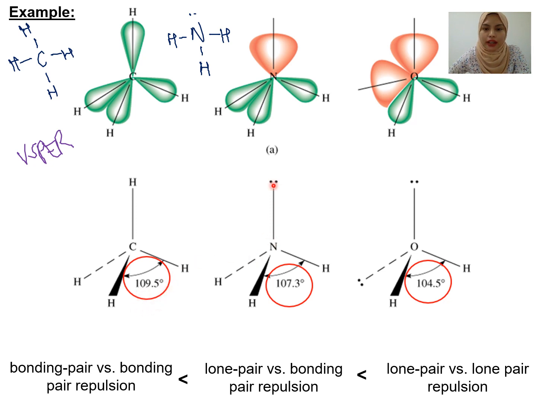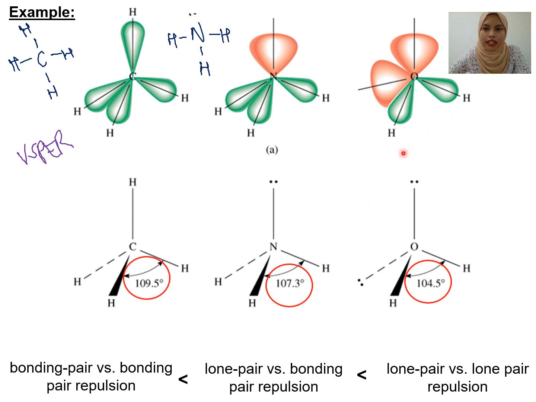But when the lone pair comes, according to VSEPR, lone pair and bonding pair repulsion is more than bonding pair repulsion, so the electron pairs will be arranged as far apart as possible. So whenever there is a lone pair, the bond angle will become smaller. Why? Because the electron pairs will be arranged as far apart as possible according to VSEPR Theory.